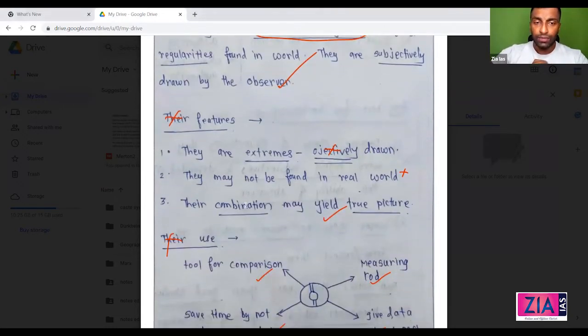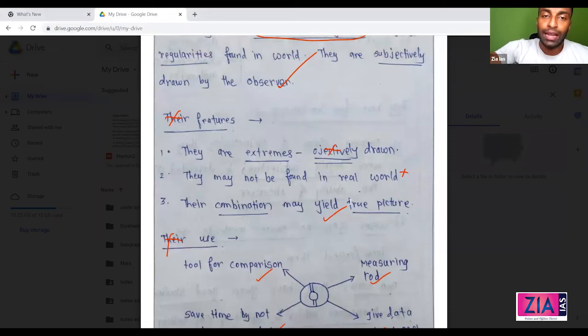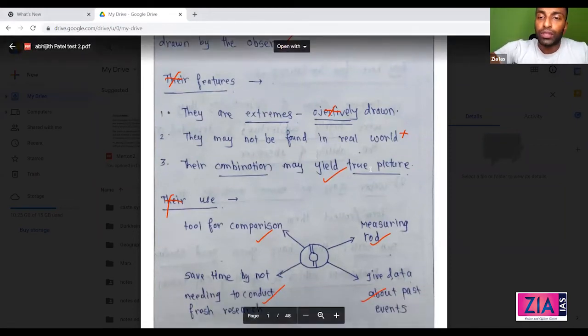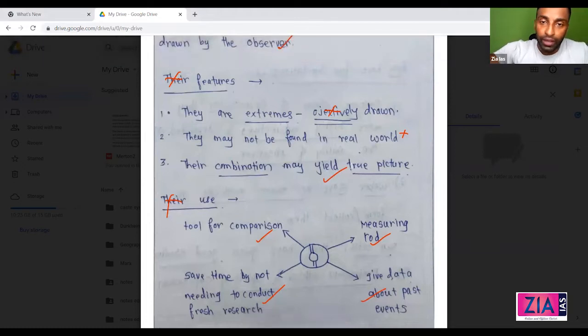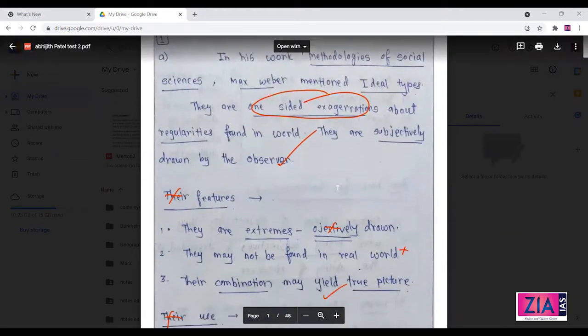So this sentence, their combination may yield the true picture, that is okay. But when you're writing their combination may yield the true picture, you also need to tell that the individual elements are meaningless. Then only the combination will give you the true picture becomes valid. Okay. Okay, sir. Sir, should I write the question in bullet points or in paragraph form?